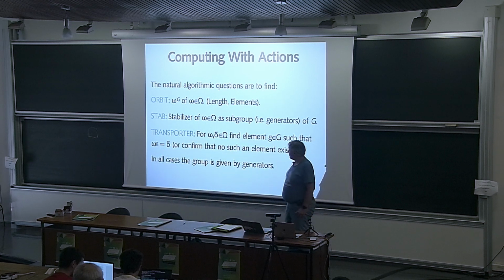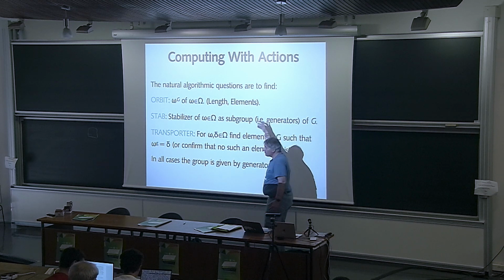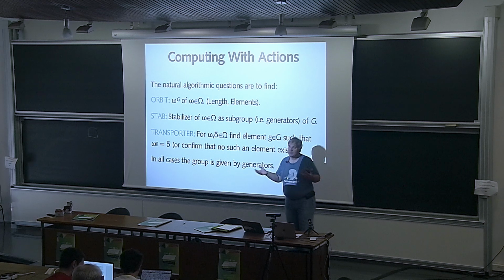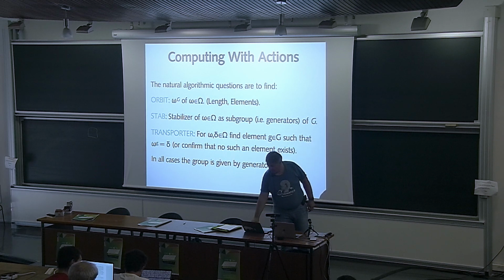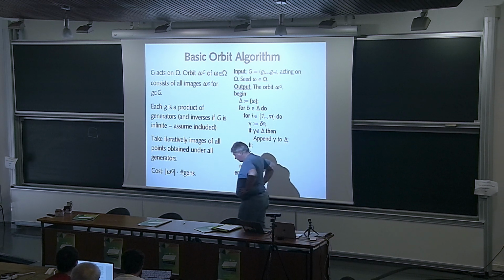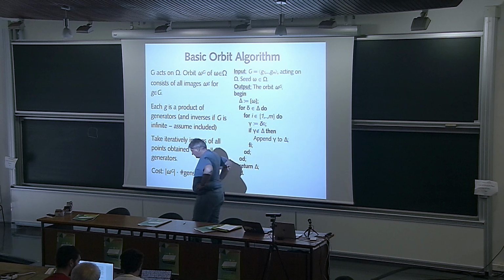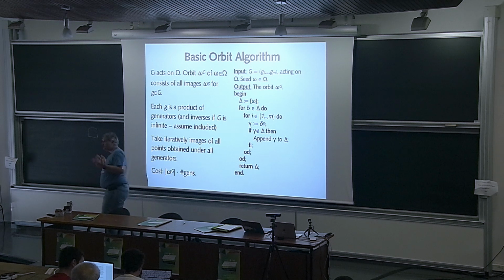And of course, my input for groups and also the output of the subgroup should be not element lists, but generating sets. I want to give groups always just as groups generated by sets of elements. So let me start with a basic orbit algorithm that takes a point and a group given by generators, and it calculates the orbit.